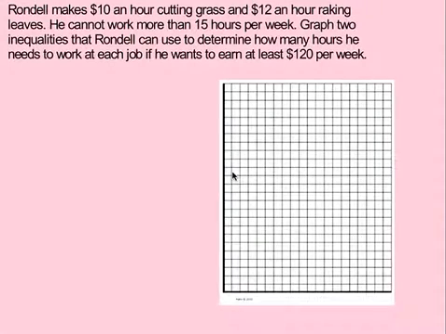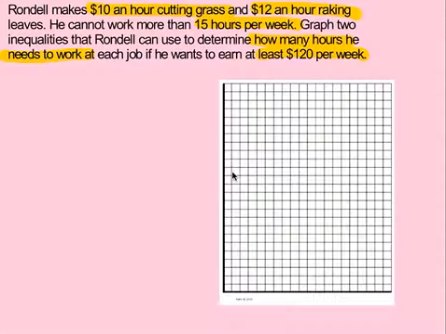Next, let's take a look at this next one. It says Rondell makes $10 an hour cutting grass and $12 per hour raking leaves. He cannot work more than 15 hours per week. So we're going to graph 2 different inequalities. This is going to be a system. We want to determine how many hours he needs to work at each job so that he can earn at least $120 per week. Me, I'm a fan of money.